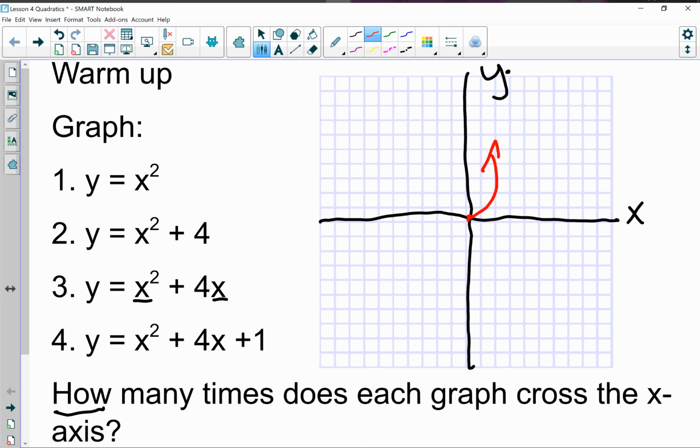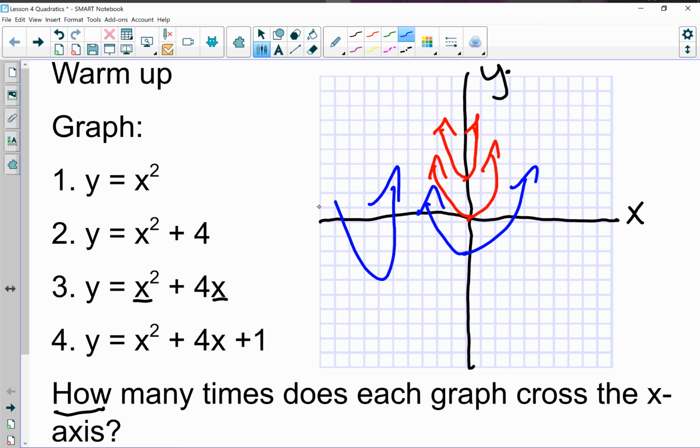What we're looking for is when we solve these, so I might have a graph that looks maybe something like that, or something like this, or maybe something like this, or something like this. Okay, so when I say how many times does it cross the x-axis, that means like these would be crossing the x-axis, these would be, oops, down here, and this one right up here doesn't cross the x-axis.